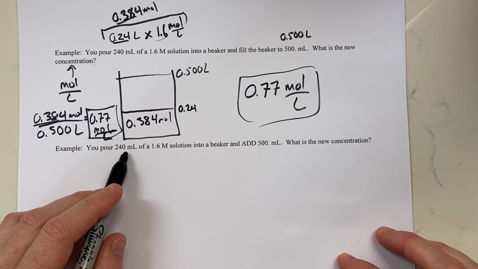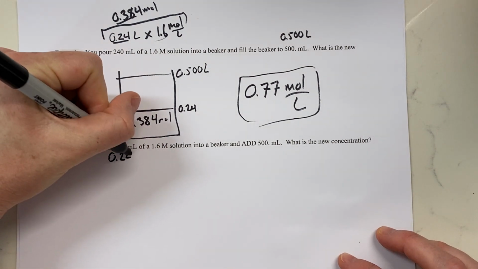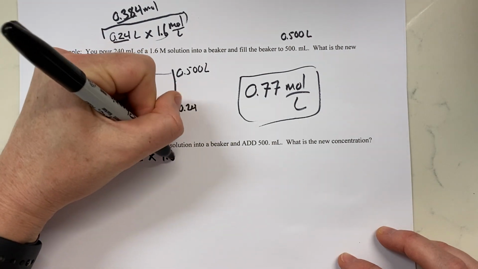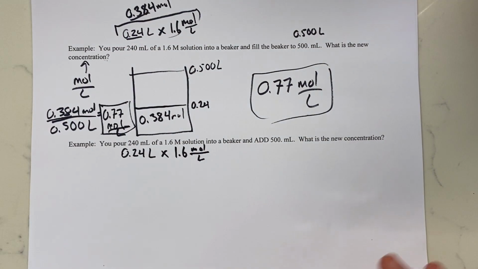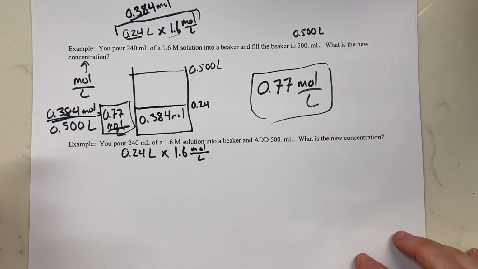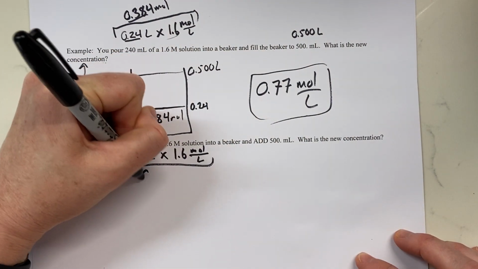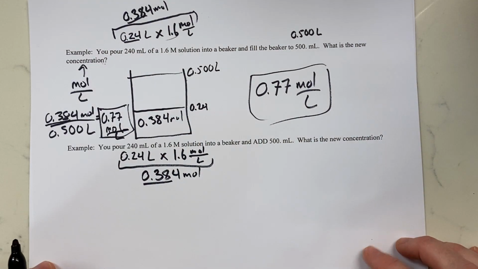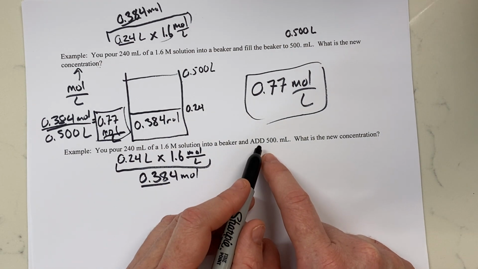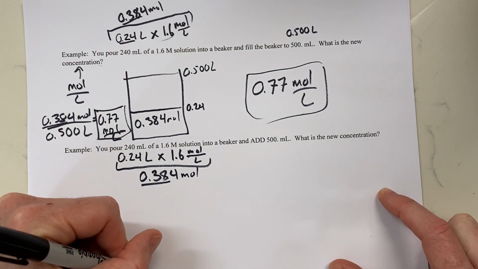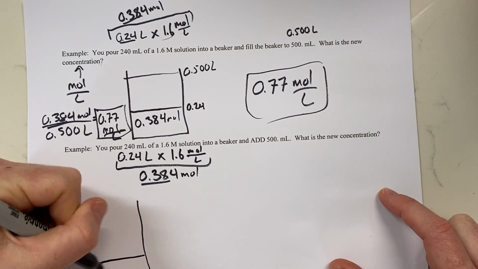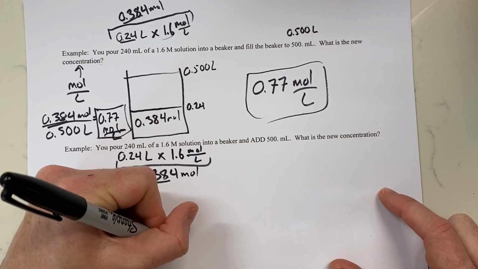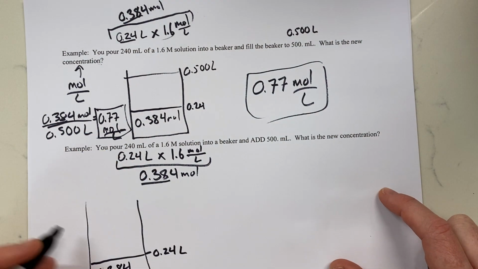You pour 240 milliliters, or 0.24 liters, of a 1.6 mole per liter solution. Let's go ahead and do that again. My dog's squeaking. 0.384 mole with 2 sig figs into a beaker and add 500 milliliters. Well, let's talk about the difference in language here. In this case, we got 0.384 and there's 0.24 liters. And now it said we add.